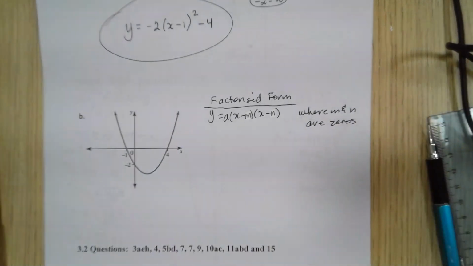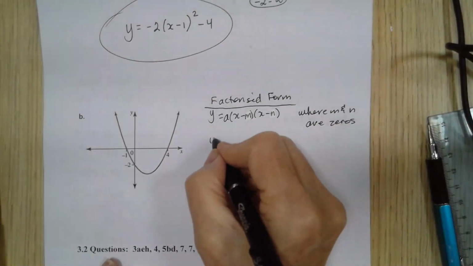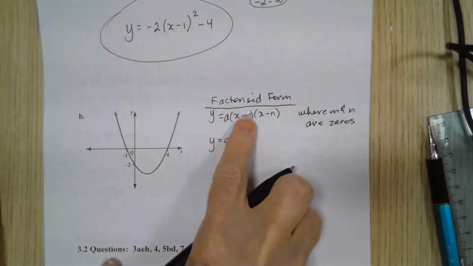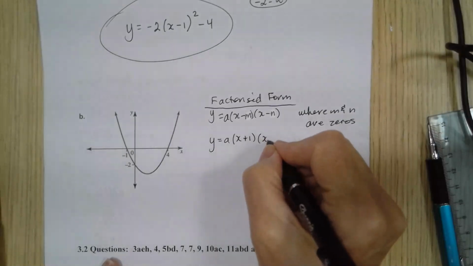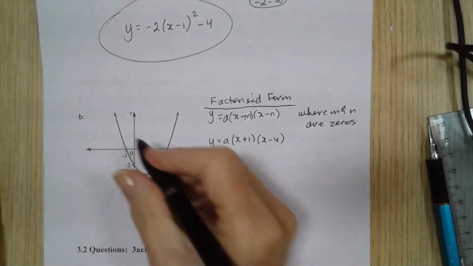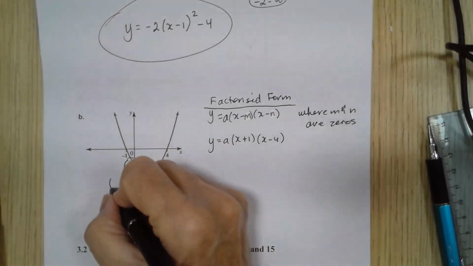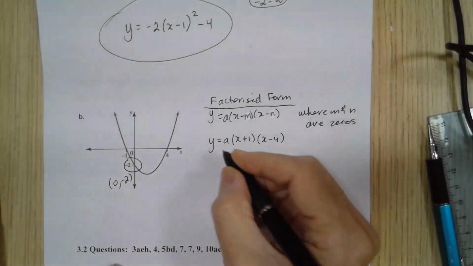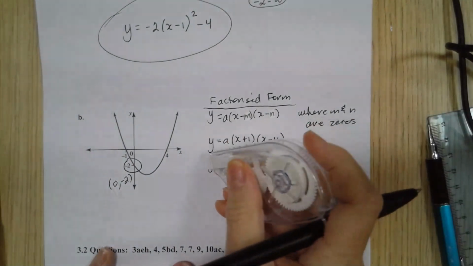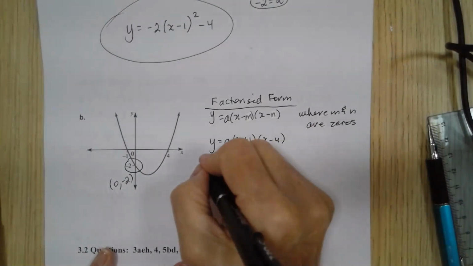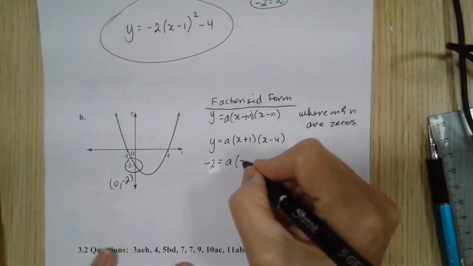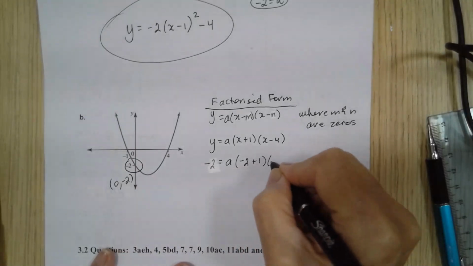Right, zeros, roots, whatever you want to call them. So I'm going to go y equals a times x plus 1, the opposite, because there's a negative there, times x minus 4. Perfect, got it. Now, I need to figure the a out, so I'll use this other point there, and that's the point 0, -2. So -2 equals a, bracket, the x is -2, so I have to put -2 plus 1, bracket, -2 minus 4.